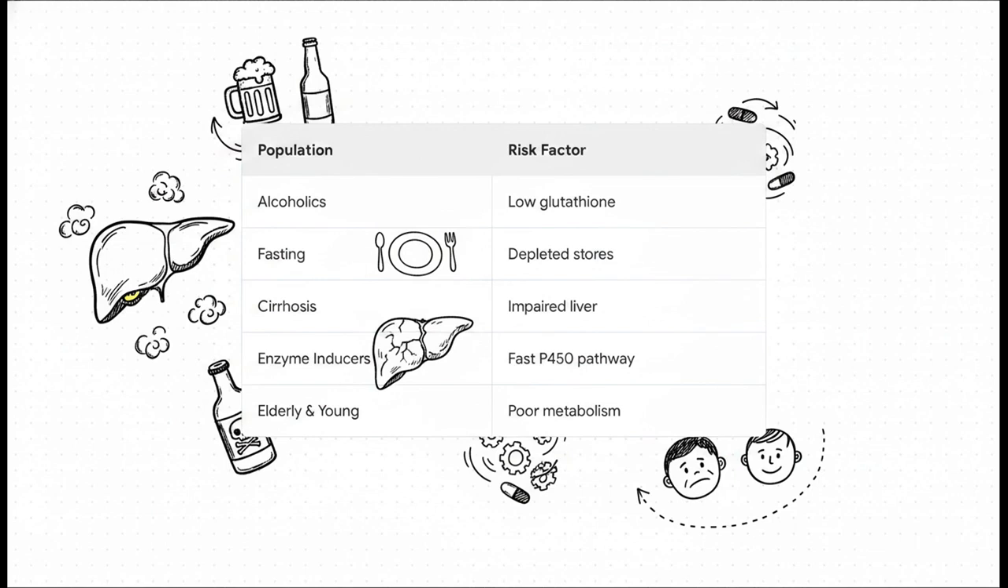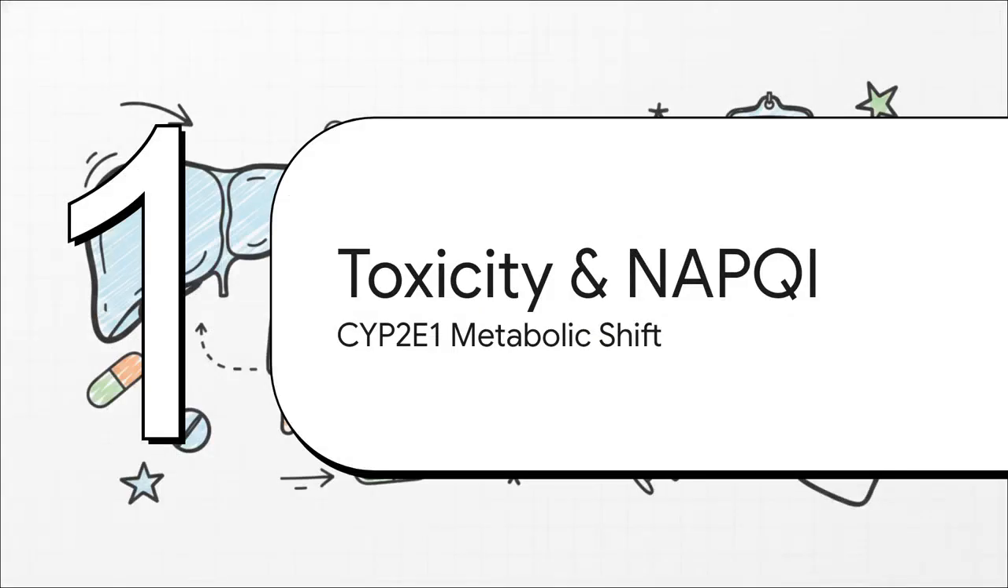And if your patient is taking enzyme-inducing medications like phenytoin or carbamazepine, their P450 metabolic pathway is basically in overdrive. Finally, the elderly and very young children naturally have altered liver metabolism. These specific groups require much stricter supervision and highly modified prescribing. Let's transition to Section 4. Toxicity and the NAPQI pathway, or the CYP2E1 metabolic shift.